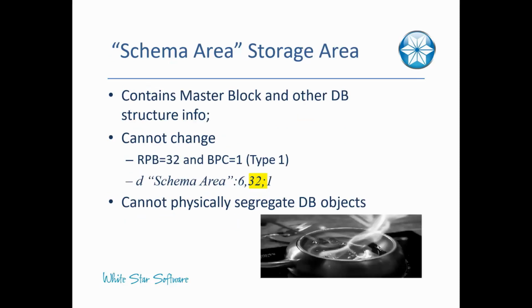So going back to the schema area, so the schema area contains the master block and other database info. It's very limited. You can't change the records per block, and it's always a type 1 storage area. So you never want to store anything in there. I see it often with side databases or custom databases. So it's a good idea to get in there, especially if you're planning your next migration, get in there and reorganize it to a type 2 storage area. And you also can't physically segregate any objects, so you can't put any common objects together or separate your indexes or your tables and stuff like that.